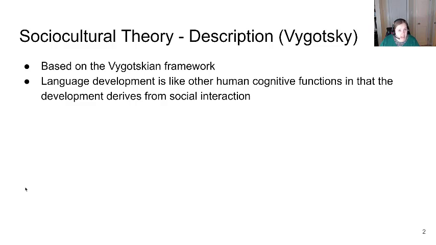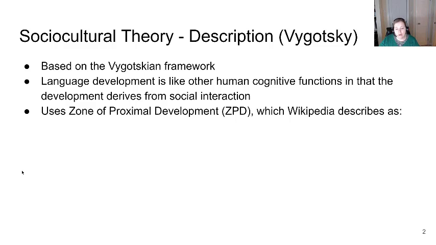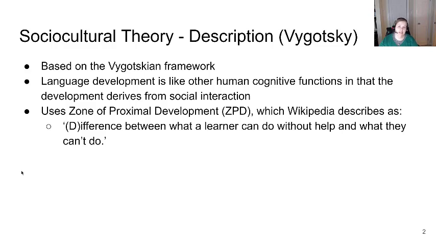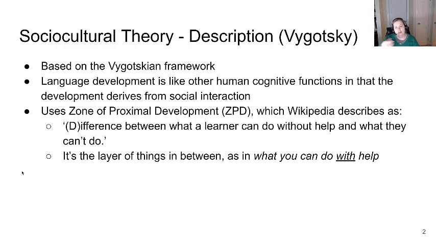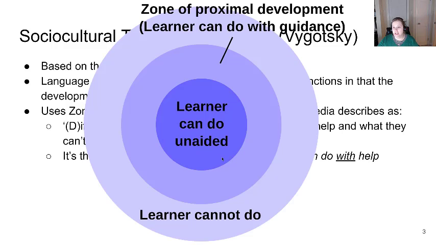Now notice, this is neither generativist, UG, nor emergentist. This is something else. What it uses is something called the zone of proximal development, the ZPD, which Wikipedia describes as the difference between what a learner can do without help and what they can't do at all. So it's sort of the layer of things in between, as in what you can do with help is the idea. This picture I yanked off of Wikipedia, and it's this, right?